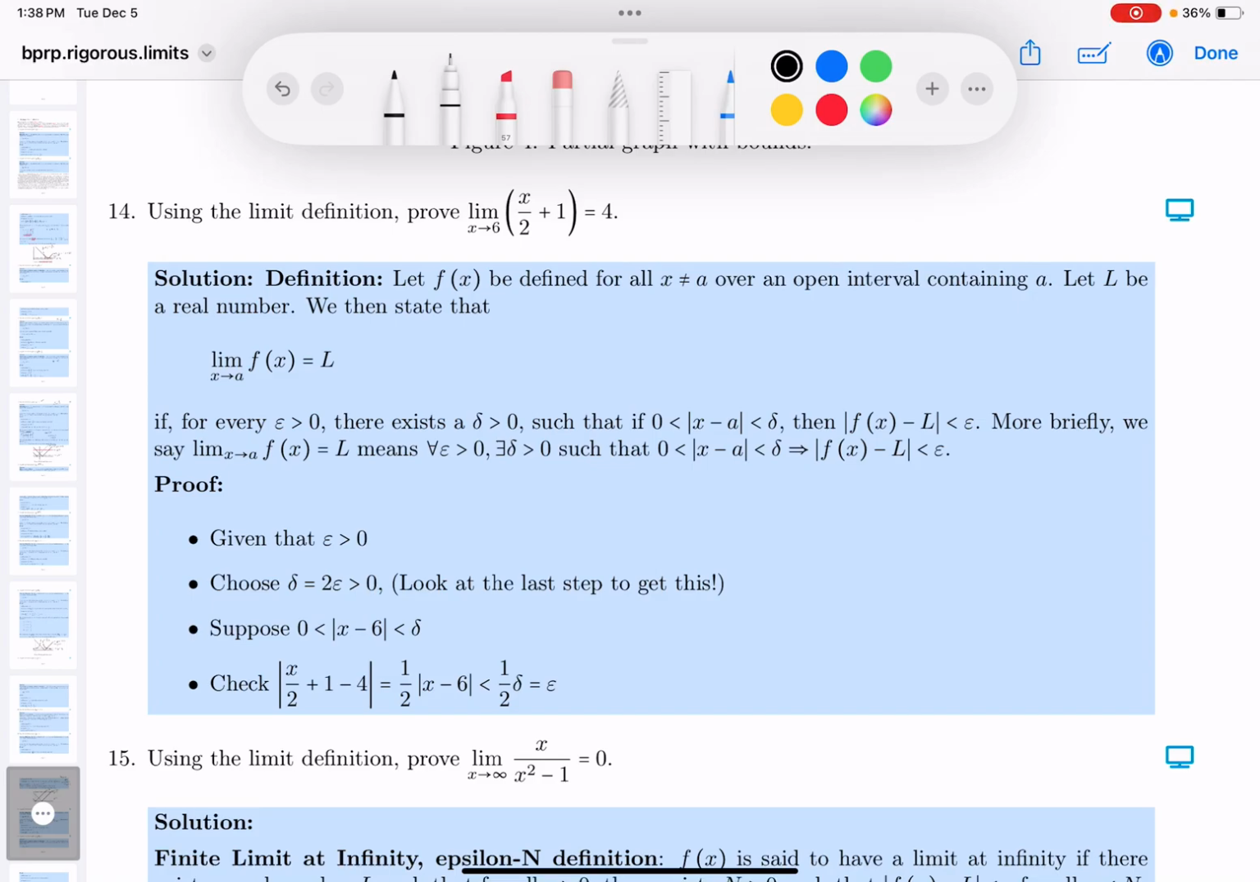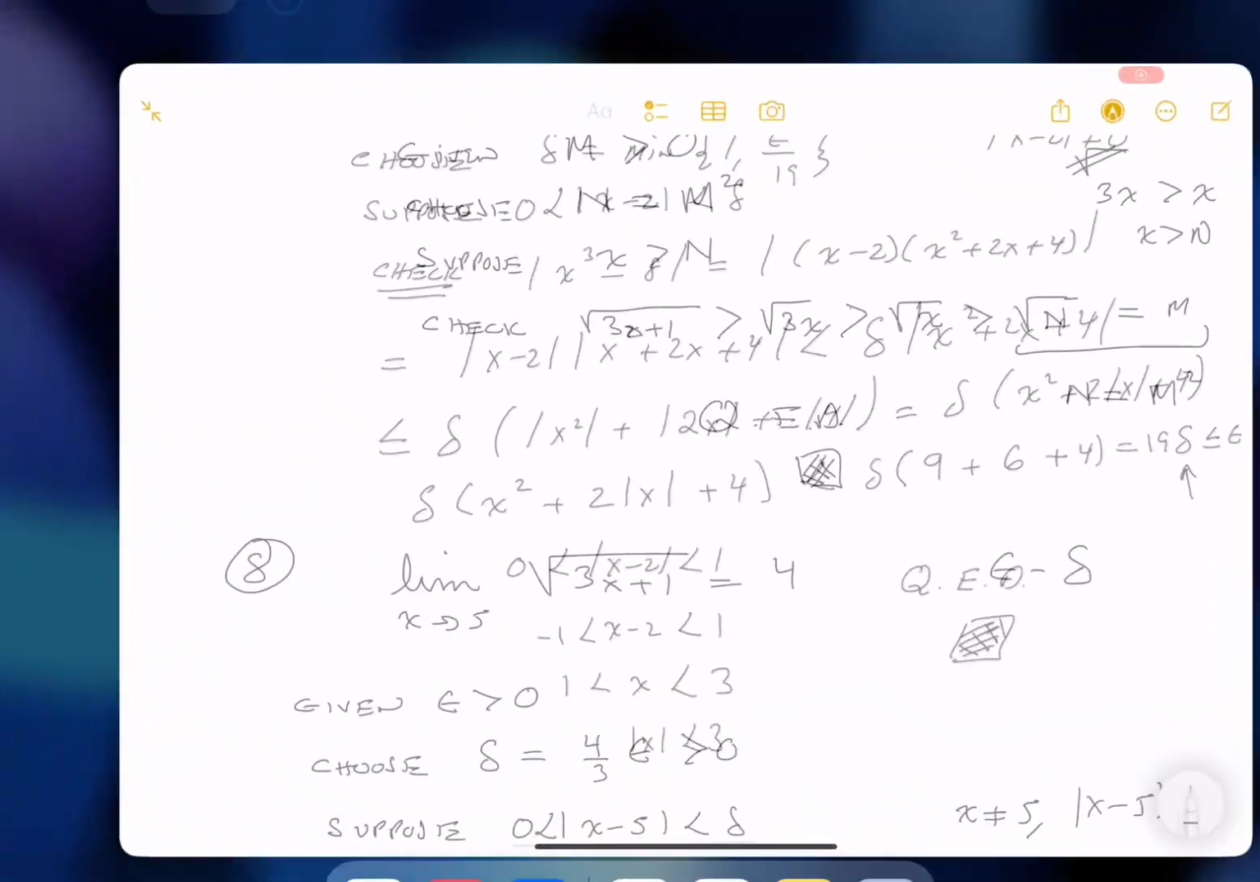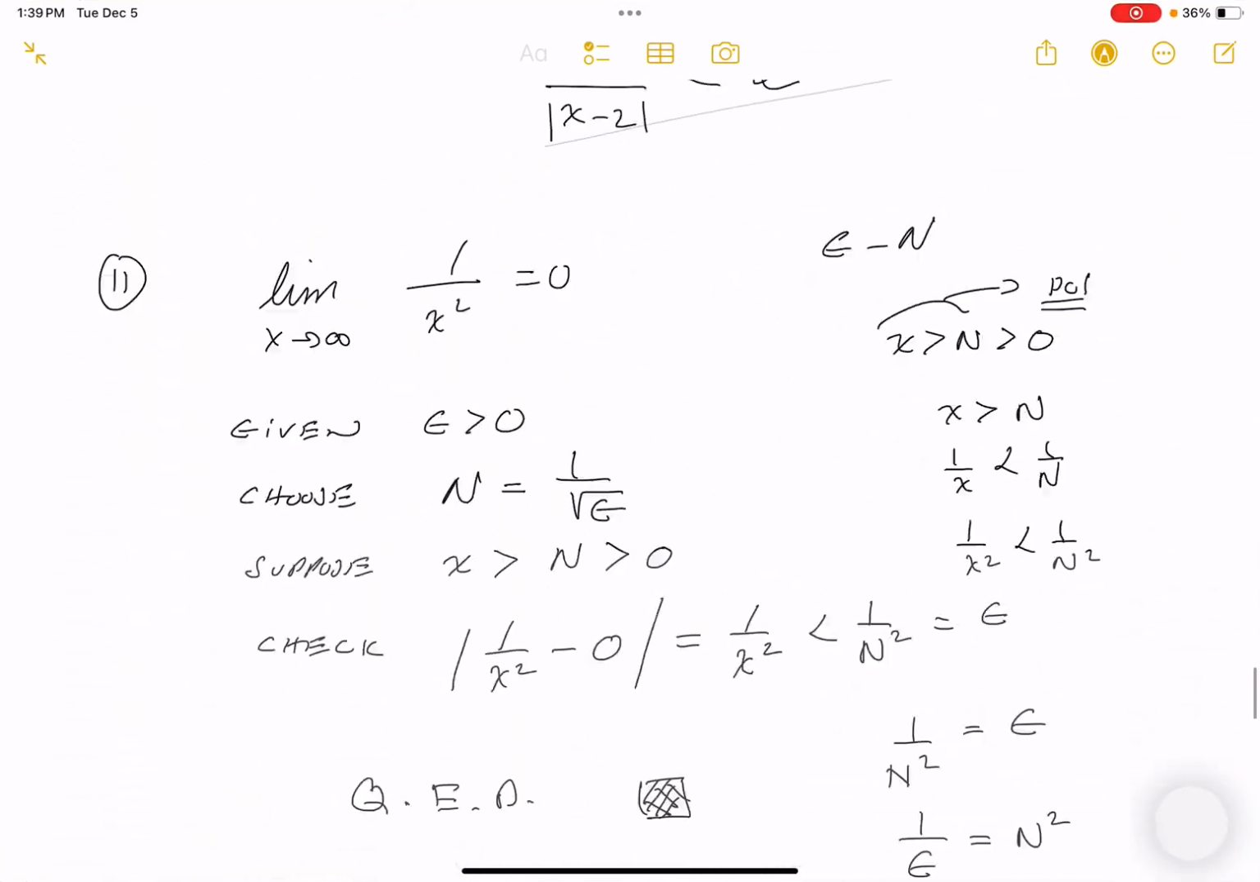All right, for 14, we have the limit as x goes to 6 of the function x over 2 plus 1 is equal to 4, which is a finite number. So it's the traditional epsilon-delta definition of limit. Let's go to the whiteboard, and we'll make some attempt to do 14 now.